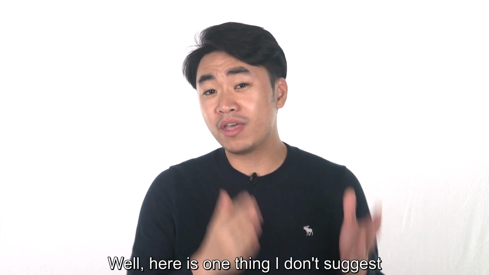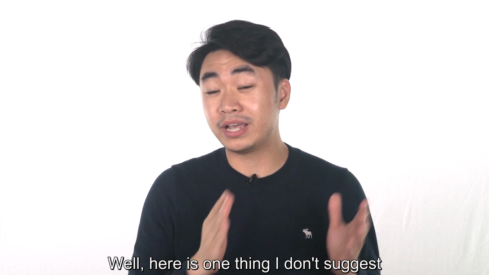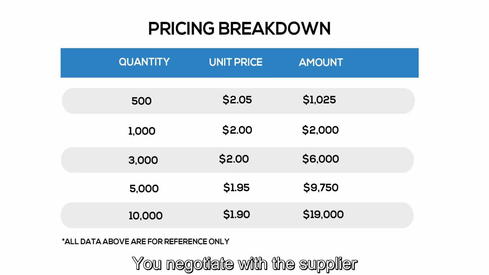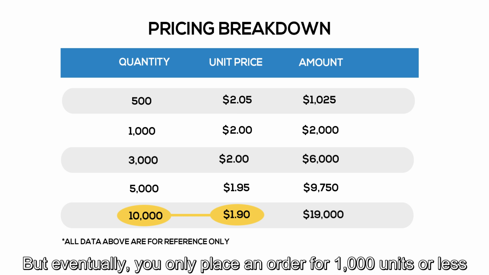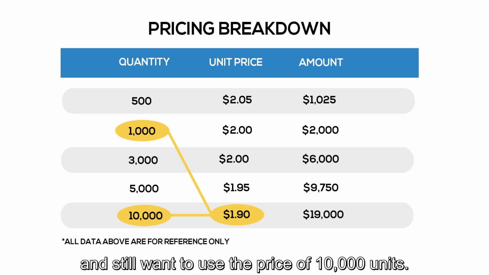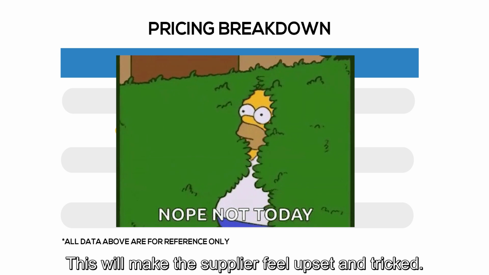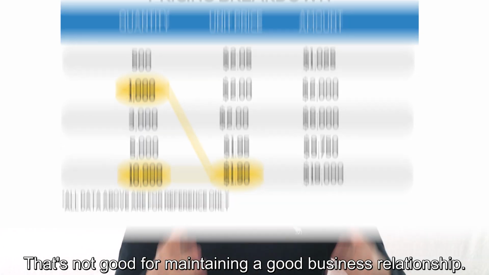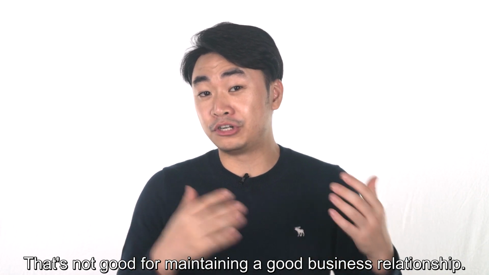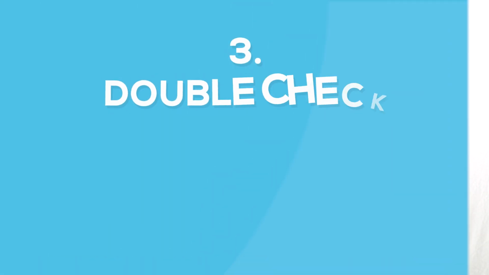Here's one thing that I don't suggest you do: you negotiate with a supplier for a very low price for a very large quantity like 10,000 units, but eventually you only place an order for 1,000 units or even less, and you still want to use the price of 10,000 units. This will make the supplier upset and they will feel like they've been tricked. That's not good for maintaining a good business relationship with them.